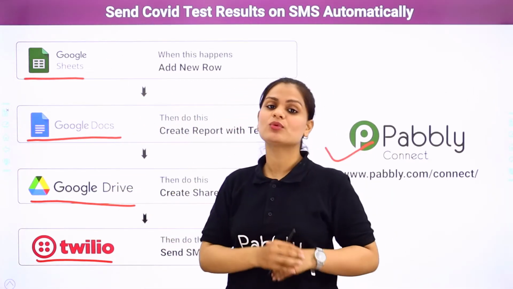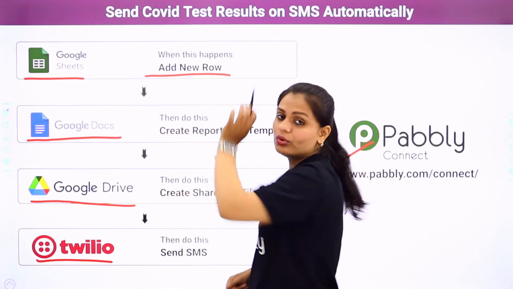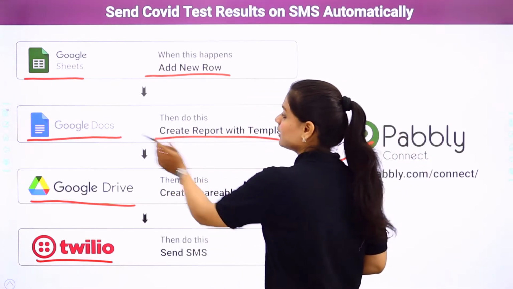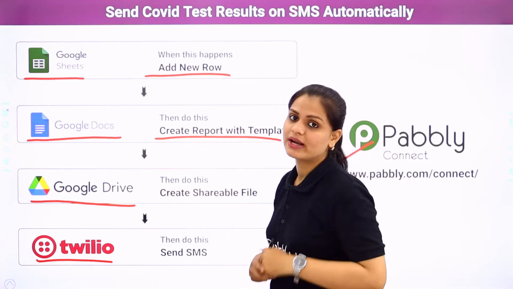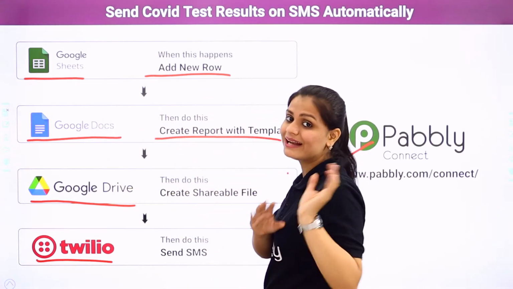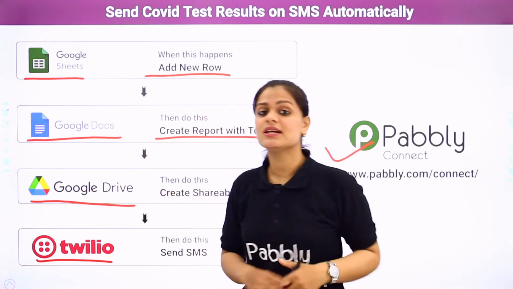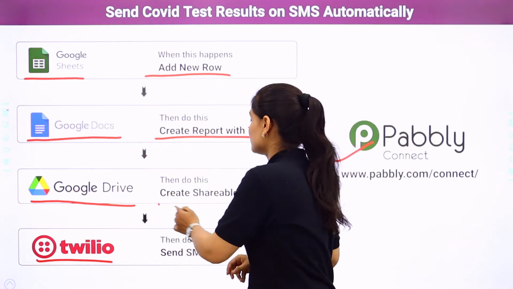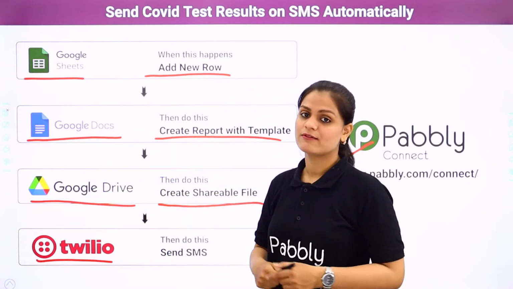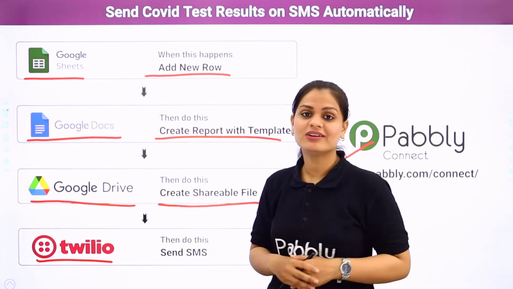So what will happen is, every time I enter data into a new row in Google Sheets, a report will be generated in Google Docs with the same information, using the template I have provided. Isn't it amazing that every time I enter the data, the report will be generated with that same data? Once the report is created, it will be saved automatically into Google Drive. Then we create a shareable file from that. Once it is saved in Google Drive, we will be able to share it on SMS to the patients automatically.